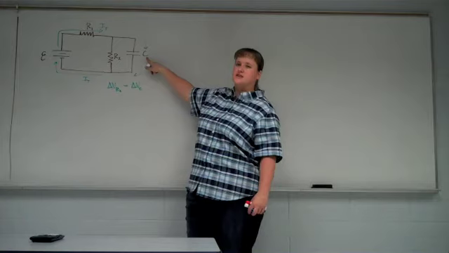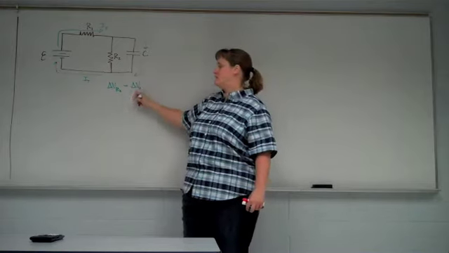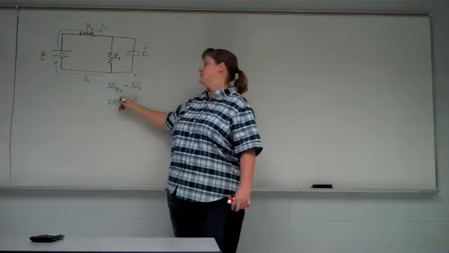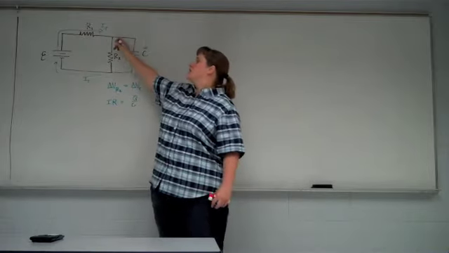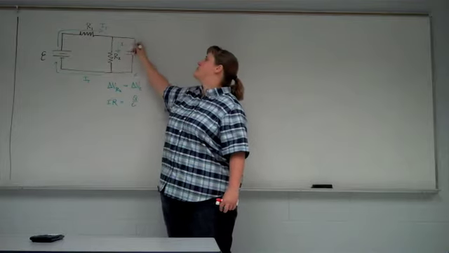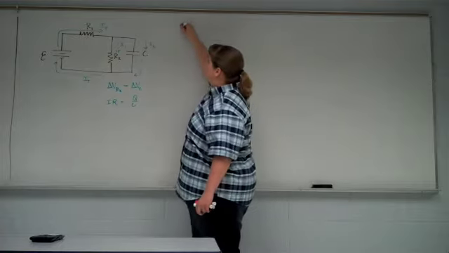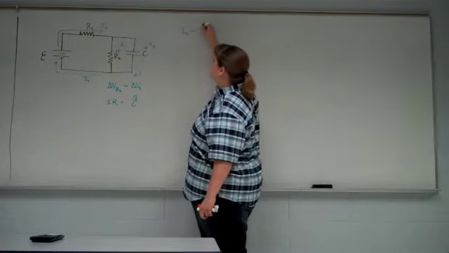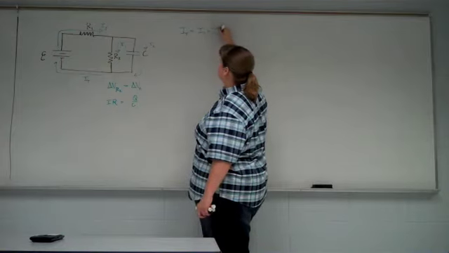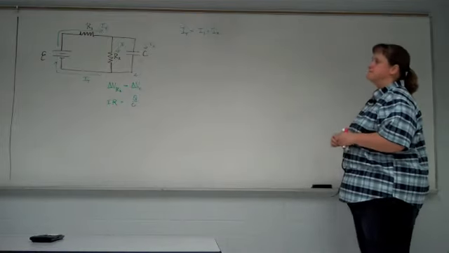But as charge starts accumulating on the plates of this capacitor, its delta V gets bigger. That means this delta V is getting bigger. Current will flow through this branch as well. Junction rule: I total, whatever it is at any instant in time, has to equal I1 plus I2 at that instant.